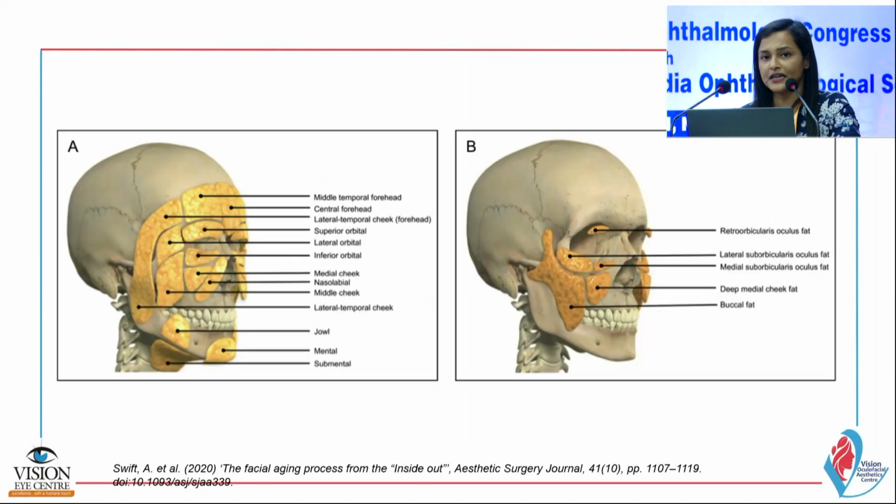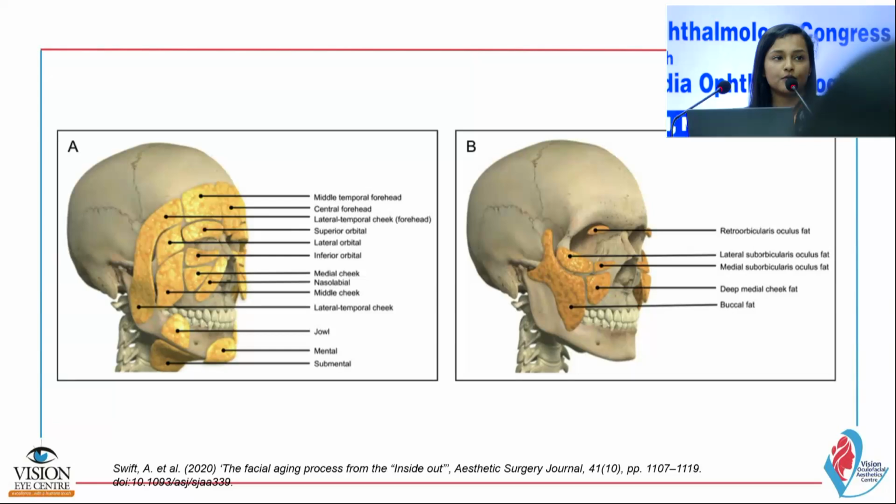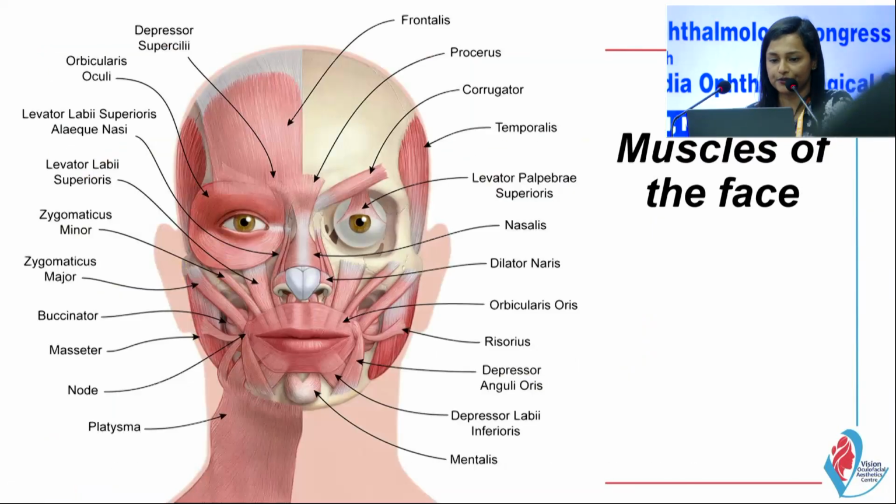Now you need to keep note of where all the fat compartments are. So this first diagram shows all the superficial fat compartments, and the second diagram is all the deep fat compartments. So these are the areas which we generally target when we want to do volume augmentation.